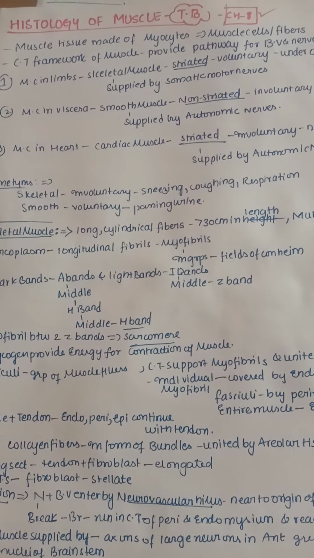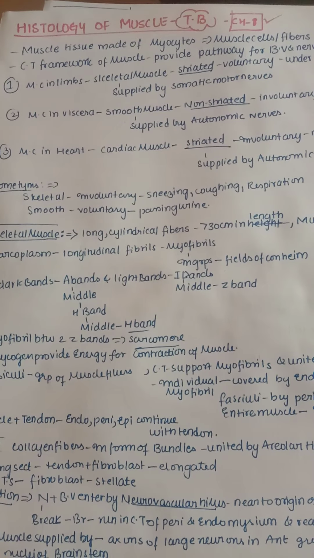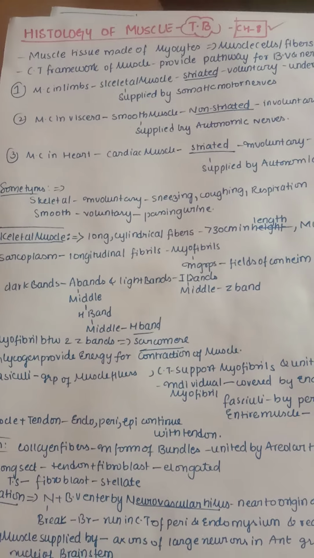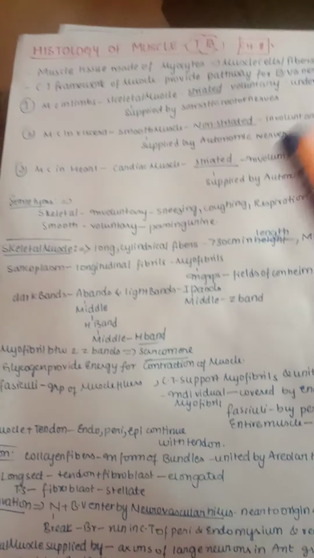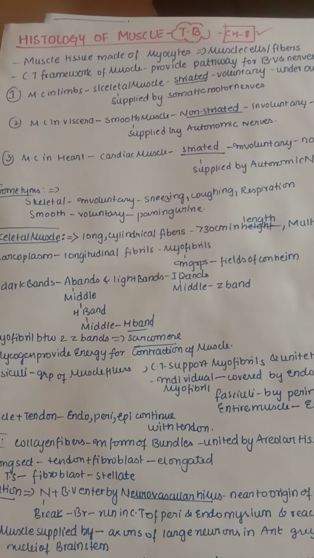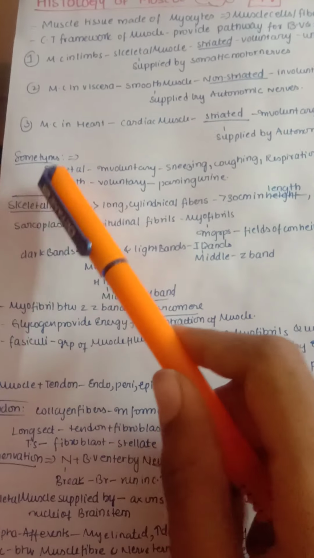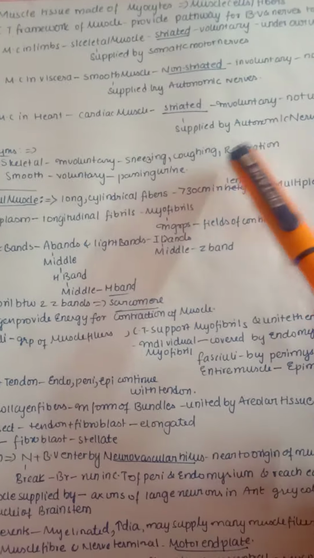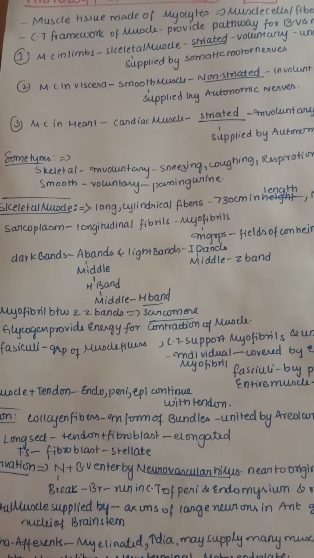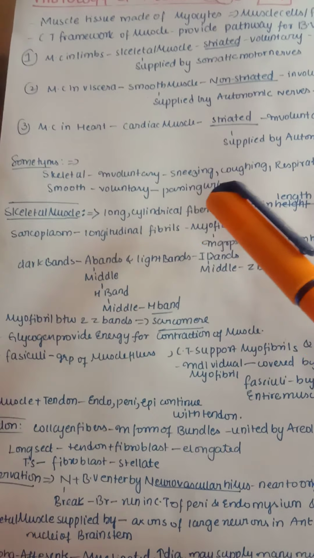So the involuntary muscles are smooth muscle and cardiac muscle, but the skeletal muscle is voluntary, which is under our control. And skeletal muscle is supplied by somatic motor neurons, smooth muscle by autonomic, and also cardiac by autonomic. So all the involuntary are supplied by the autonomic nervous system, but the voluntary one is supplied by the somatic motor nerves. So sometimes the skeletal muscle becomes involuntary in cases like sneezing, coughing, respiration, but smooth muscle will become voluntary in the case of passing the urine.